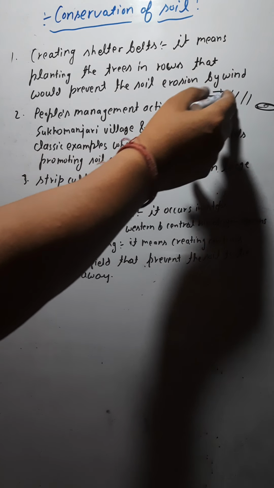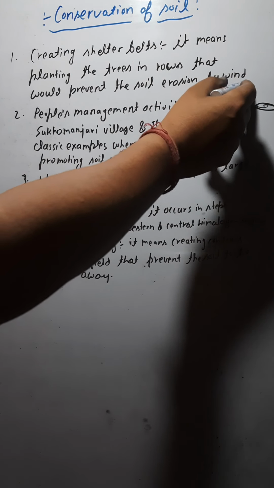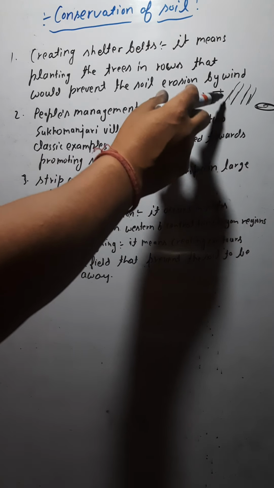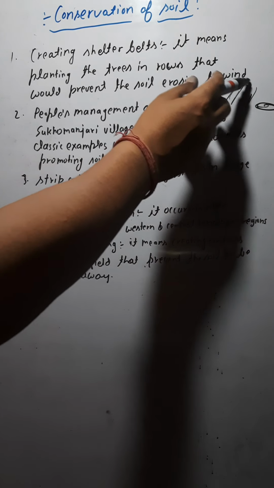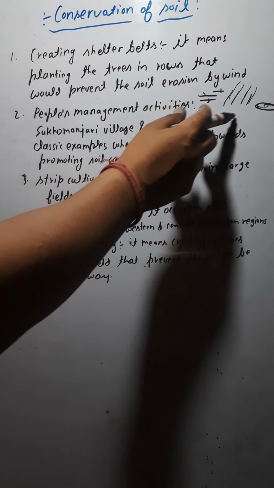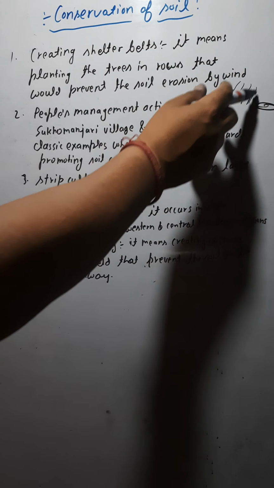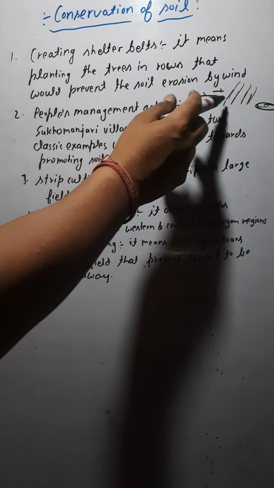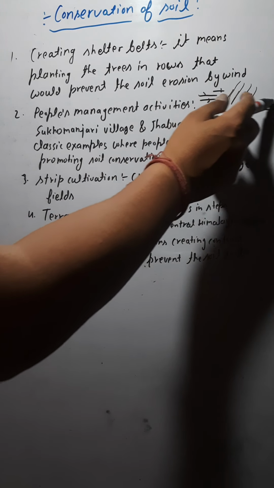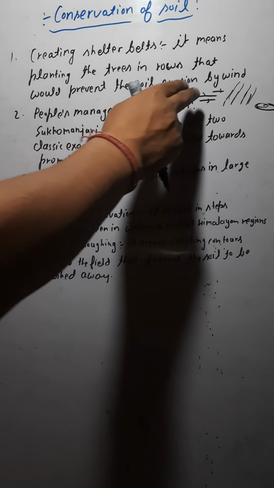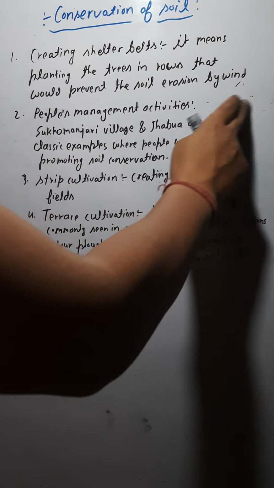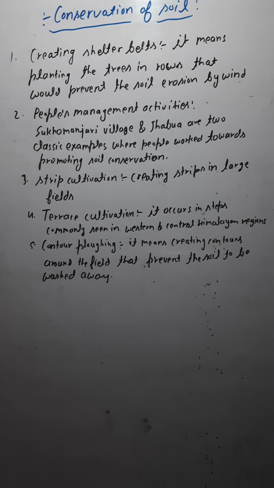So if you have bigger trees which have been planted here, these trees would act as a windbreaker. These trees are known as the shelter belt. If you are creating these shelter belts here, they would act as a windbreaker, so that the soil could not be eroded. Are you getting it? Yes. So this is how we can prevent soil erosion.